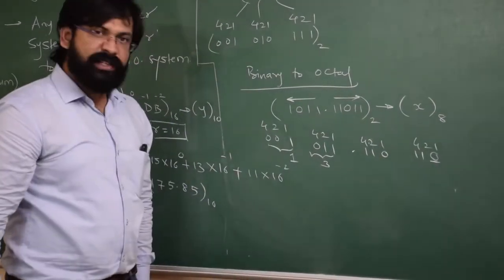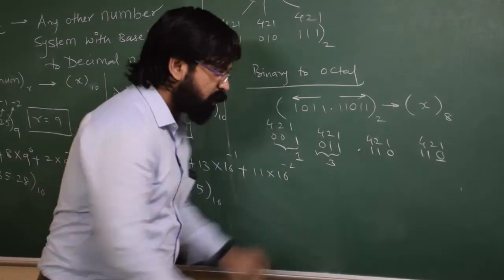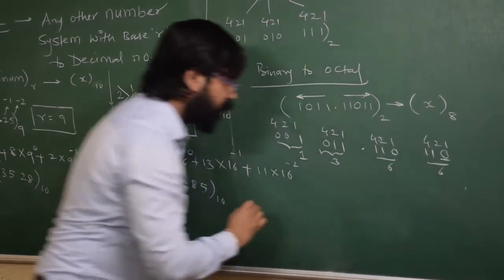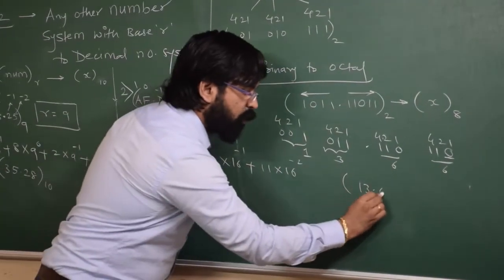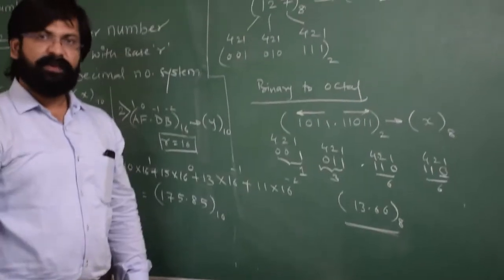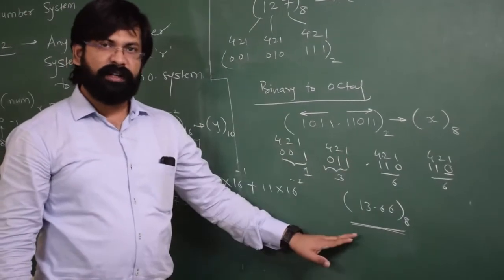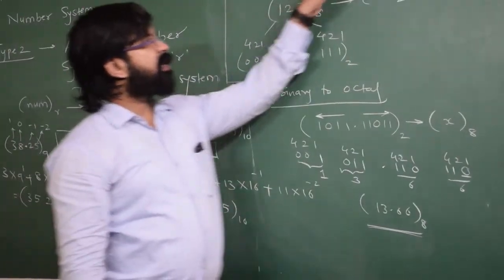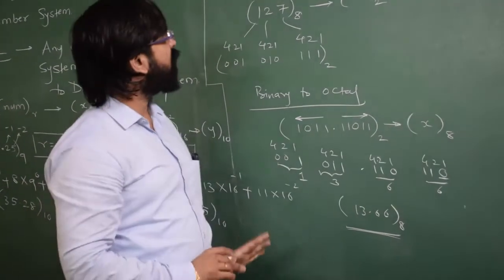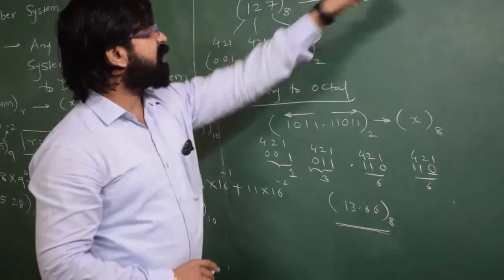Now where do you find ones? You find ones below 4 and 2. Add them, you get 6. Again add them, you get 6. Finally, we have 13.66 having base as 8. This is the final answer. This is how we actually convert binary to octal. So now what we have to cover is hexadecimal to binary and binary to hexadecimal, and then we will be done with this type. So first is hexadecimal to binary.